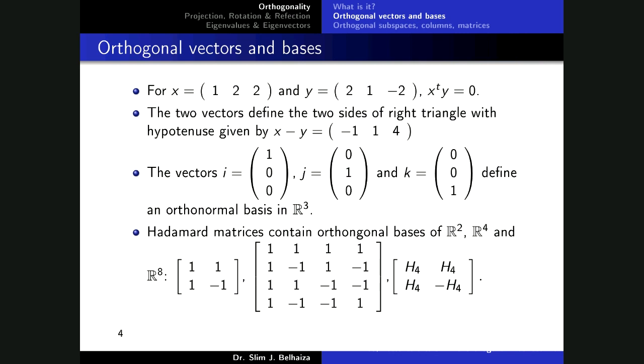We talked about what we call Hadamard matrices, which contain orthogonal bases in R2, R4, or R8. For example, the first one here is the Hadamard matrix in R2. The next one is the Hadamard matrix in R4, and the last one is a Hadamard matrix in R8. And you can all check that the product of each pair of columns here is equal to 0. Okay? So we talked about that last time.